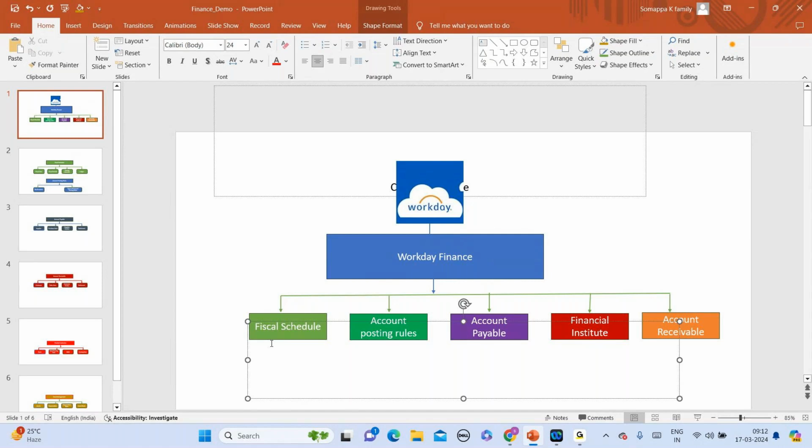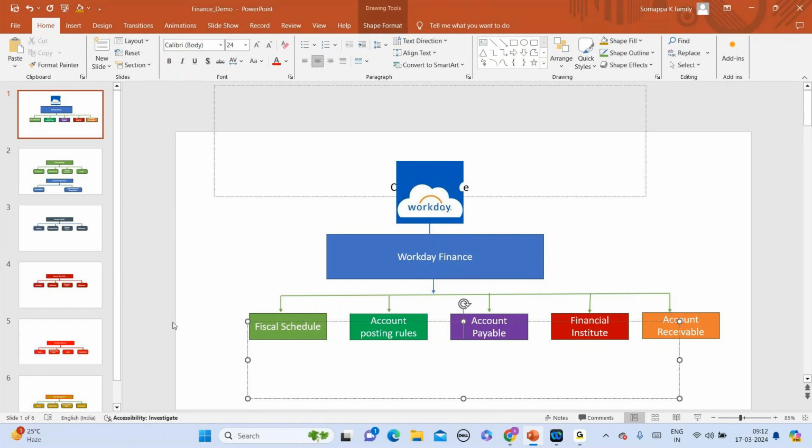But if you go to America and UK, they follow January to December. So if it is the fiscal year 2024, it starts from January 1st and ends with December. So it depends from country to country, whether it's a European country or an Asian country or anything. Companies will follow a fiscal year from January to December or April to March, depending upon the company structure, and we will design the fiscal year accordingly.